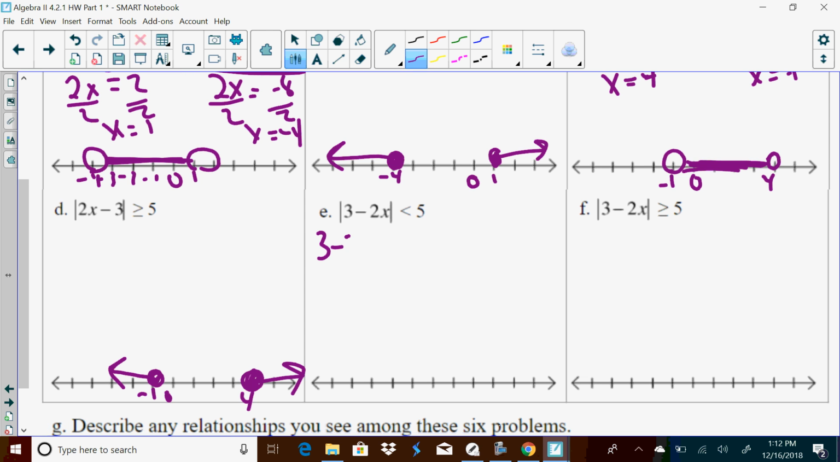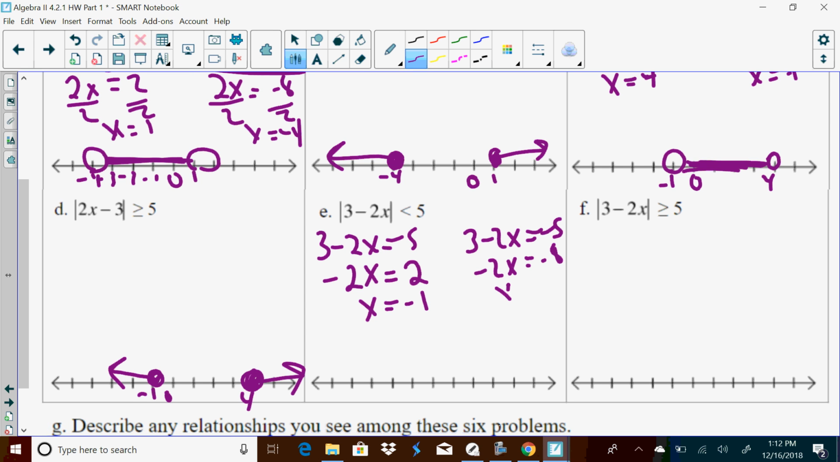For E, I have 3 minus 2x equals 5, and 3 minus 2x equals negative 5. So I subtract 3, and I get negative 2x equals 2. X equals negative 1. So negative 2x equals negative 8. X equals 4. So open circles. Again, I'm going to try 0. So 3 minus 0 is 3. 3 is less than 5. It's true. So it's between the two, which means that this one is going to be the opposite direction.